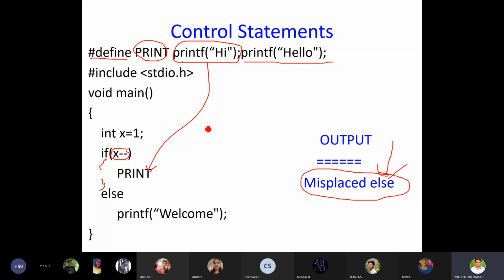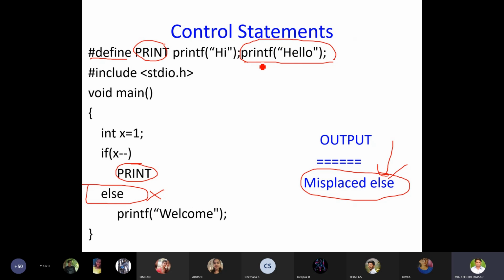Yes, sir. Okay, for better understanding, just assume we do not have else, and we don't have this also. Instead of that, we have printf hello. I mean in the if we have printf hello, followed by a printf welcome statement. We do not have an else statement. Am I clear? Now tell me what result you are expecting.